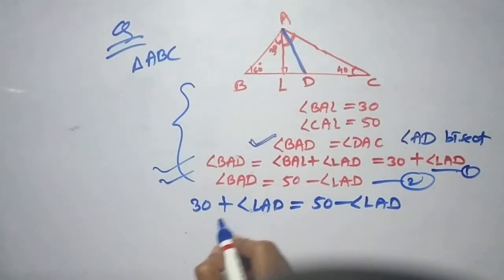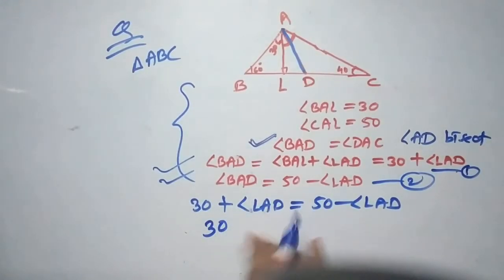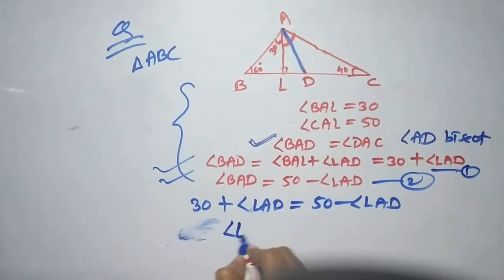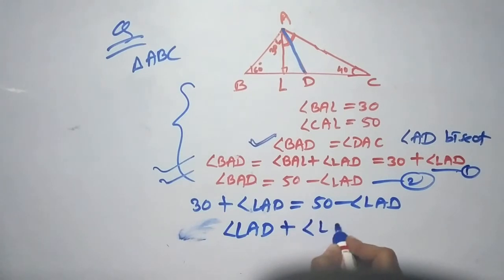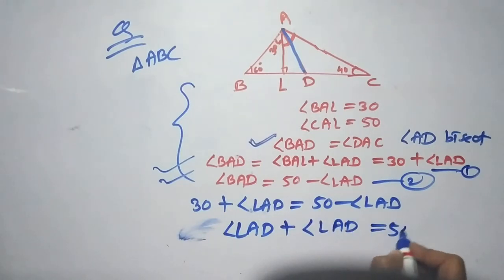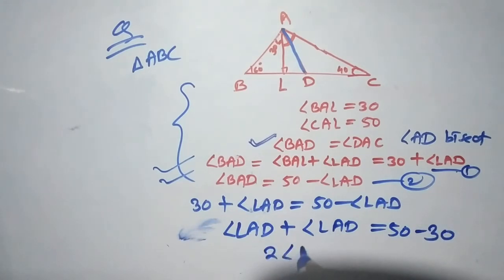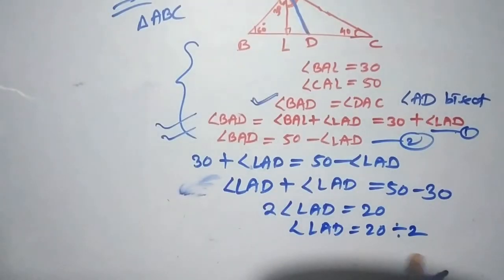So friends, here just do it. We can just simply do it LAD. This minus LAD will shift here, it also become plus LAD, which is equal to 50 minus 30. So friends, twice of angle LAD is equal to 20. So angle LAD is equal to 20 divided by 2. So friends, angle LAD is equal to 10 degree.